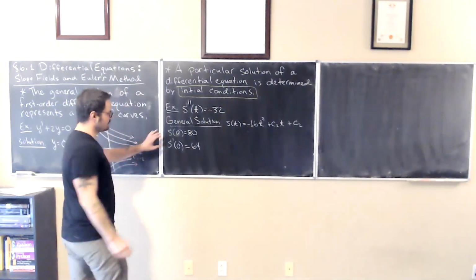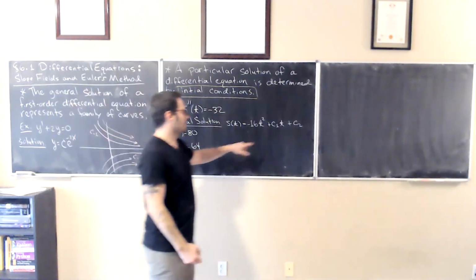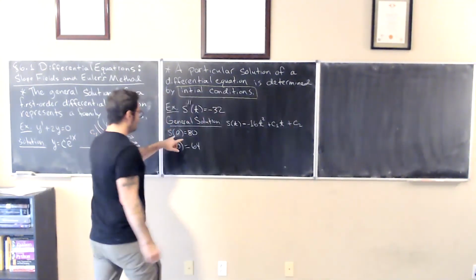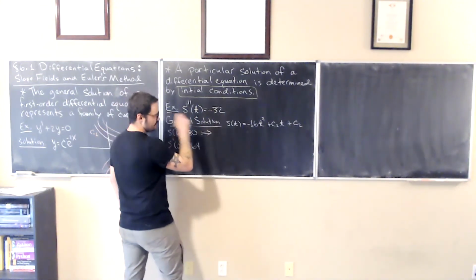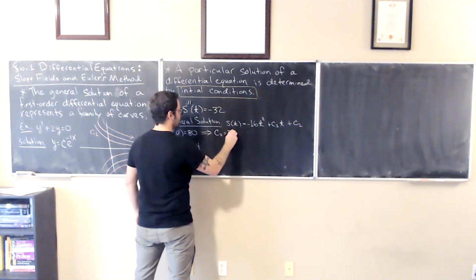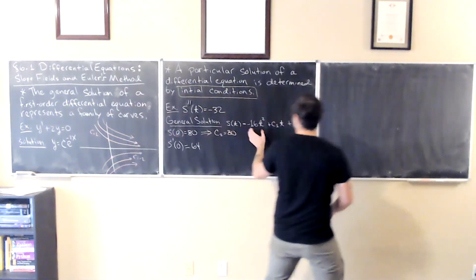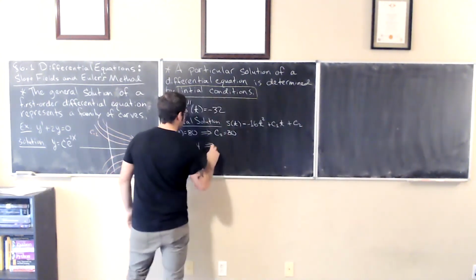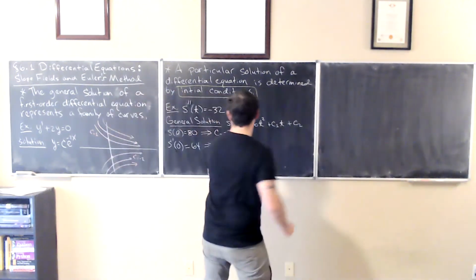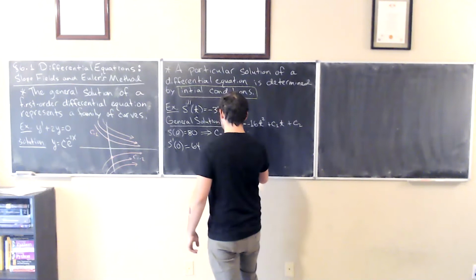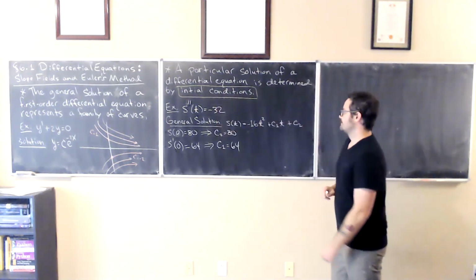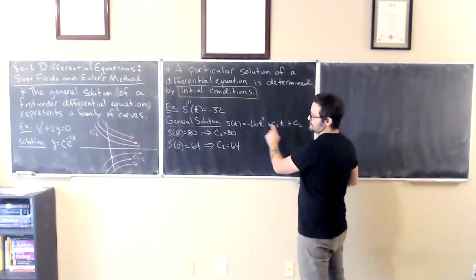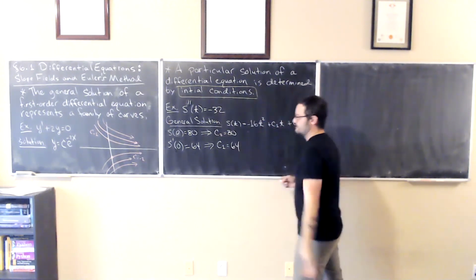Okay, so these observations enforce that C1 and C2 have to be certain values. In particular, this implies that C2 must be equal to 80, because when t is equal to 0, those terms are 0 and you're left with that. C2 has to be equal to 80. And this implies that C1 has to be equal to 64, because the first derivative is negative 32t plus C1. When t is equal to 0, that goes away, you're left with 64, so C1 has to equal 64.